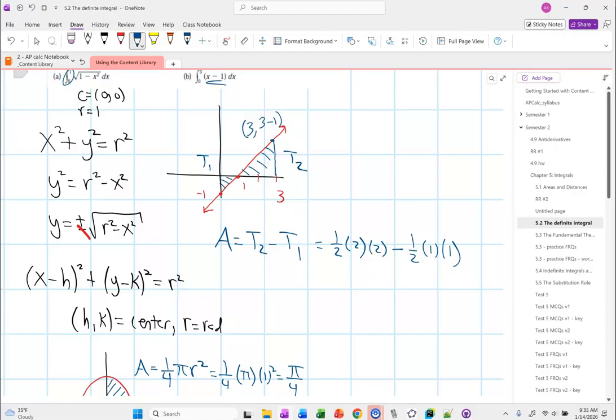Does this feel okay? Okay. And that should feel a heck of a lot easier than doing your limit of your sum of Riemann sums. That's a nightmare in comparison to this. This was fairly easy once you recognize what it was you were looking at. It's like, oh, circle, triangle, I can handle it.